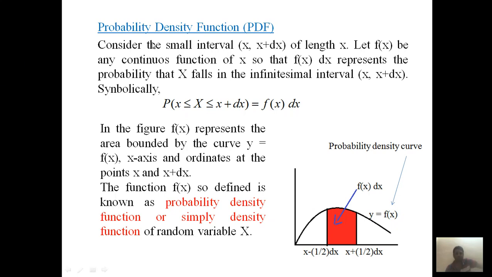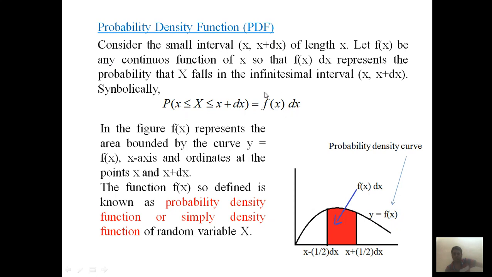Consider a very small interval, x to x plus dx. We know that for any interval a to b, its length is b minus a. So the length of this interval is x plus dx minus x, which is dx, a very small, infinitesimal length. Let f(x) be any continuous function of x.